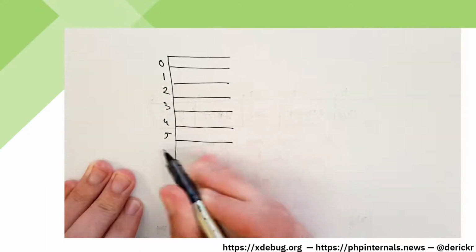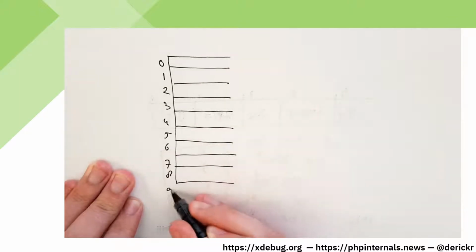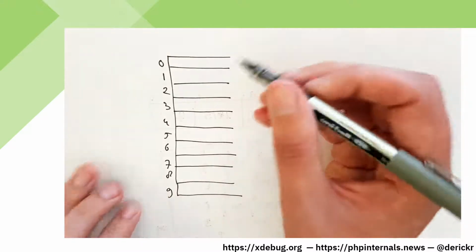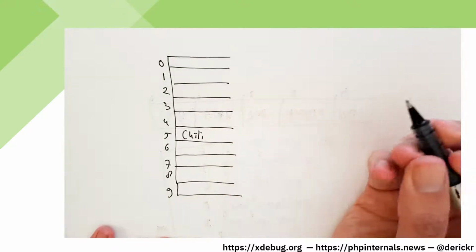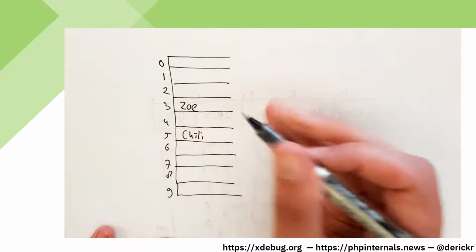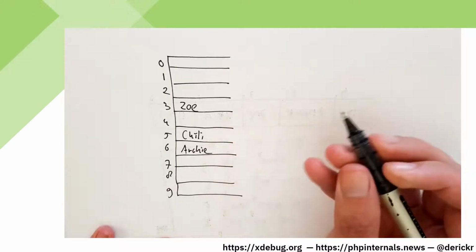I'm just drawing the different boxes with the different lines. Of course, I miss one. Now, Chili had 5 items, so we can put Chili here. Zoe had 3. Archie had 6. Phil Snow had 9.